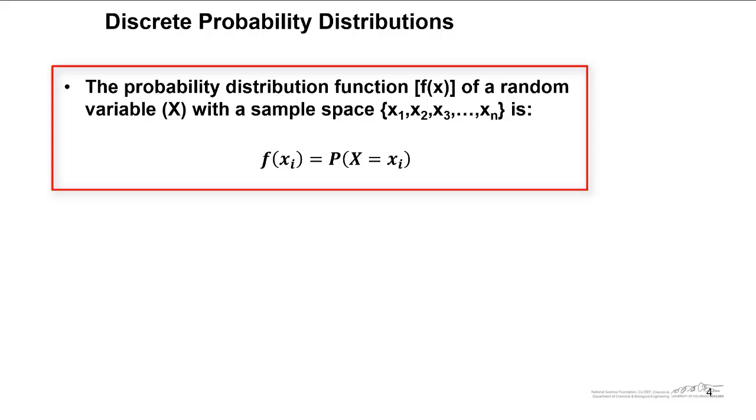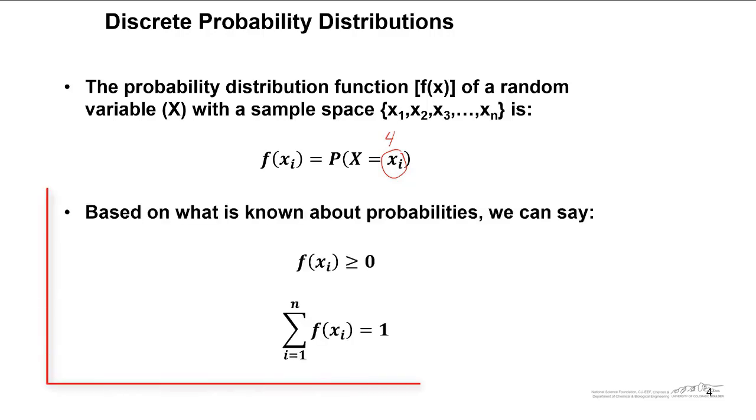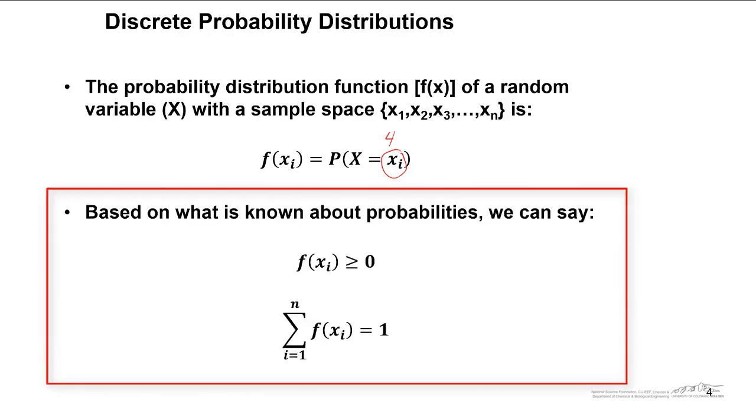Now there's a difference between capital X and lowercase x. Lowercase x in general refers to an actual number, so this might be the number 4. Capital X just refers to the random variable X that's represented by that sample space. So based upon what is known about probabilities, and you guys have seen this before, the probability distribution functions represent probabilities. So probability has to be greater than or equal to 0. It cannot be negative. And the sum of all probabilities has to be 1.